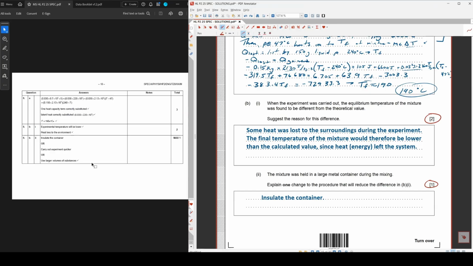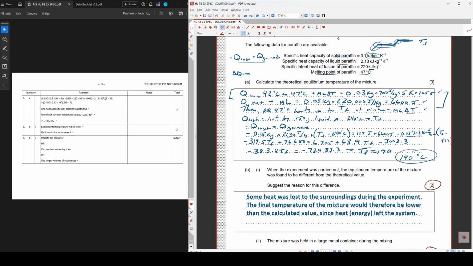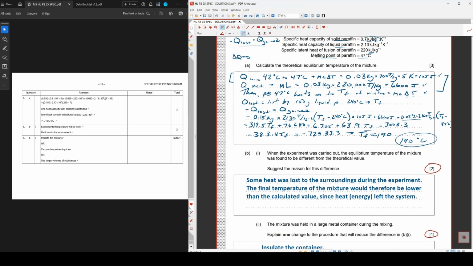Okay, these are 3 different things you could say. Insulate the container. You could do it quicker, so less heat is lost during the time, or use larger volumes of substances. So proportionally, your heat loss doesn't matter so much. Okay, cool. There you go. That's number 8. Let's keep going.